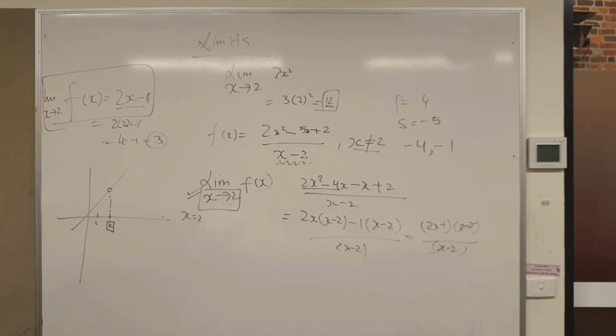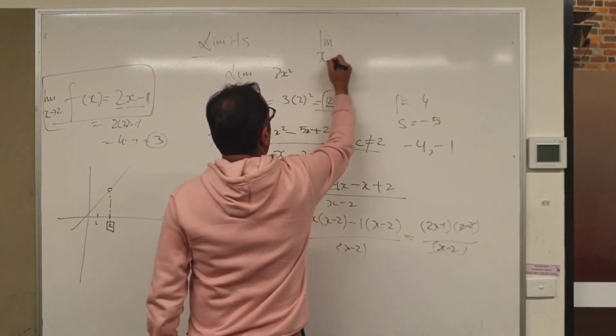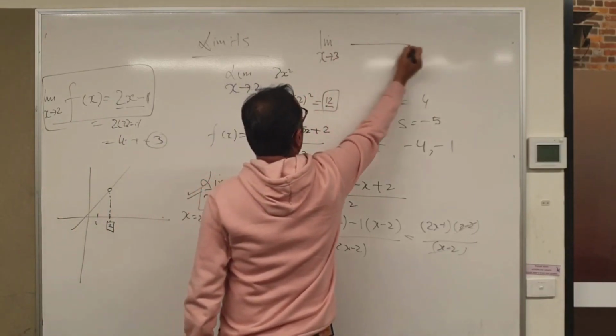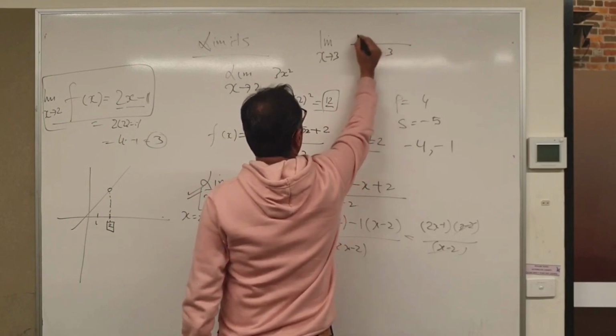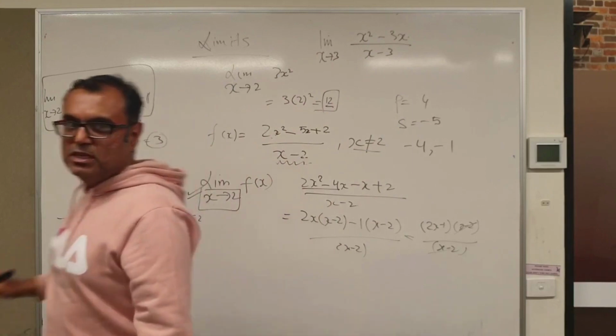Let's take an example. Very, very easy. I say limit x tends to 3, x minus 3 over x squared minus 3x. Can you solve this, please?